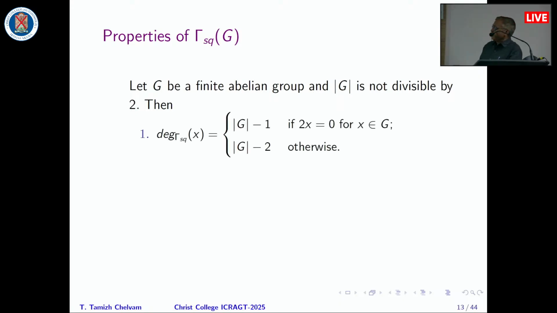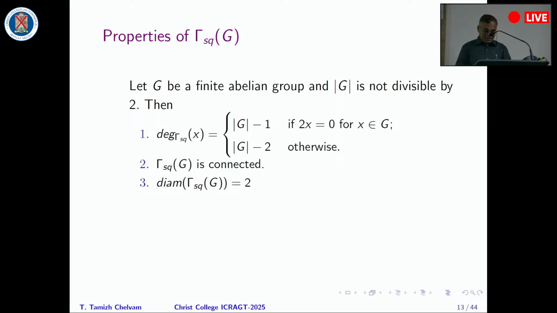The degree of the square element graph is determined. And of course, you can note that it is biregular. The degree is either the cardinality of G minus 1, that is order of G minus 1, or order of G minus 2, according to the nature of the elements, whether 2x equals 0 or not. Then it is connected, and the diameter is 2.